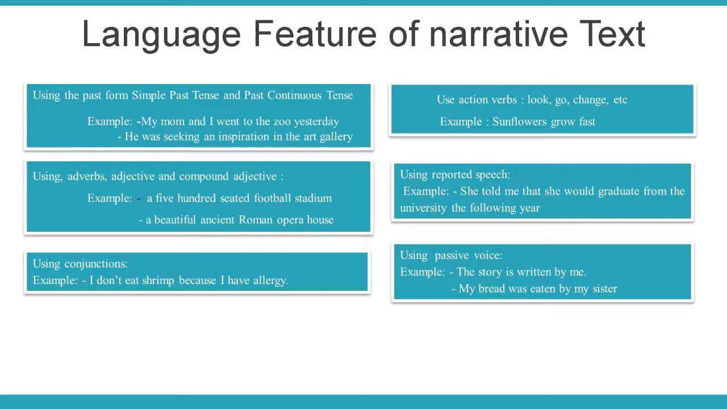The fourth is using reported speech. Example, she told me that she would graduate from the university the following year. The fifth is using conjunction. Example, I don't eat shrimp because I have allergy. That's because the word because is a conjunction word, like but, because, and others. The last is using passive voice. The example, the story is written by me.